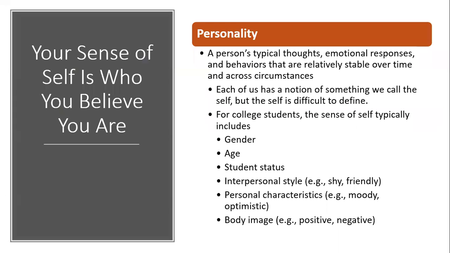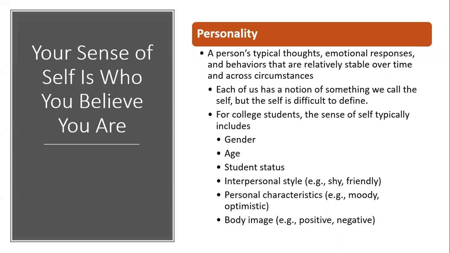So we can define personality in a lot of different ways. It is comprised of our typical thoughts, our emotional responses, and behaviors that are relatively stable across time and circumstances. For you as a college student, it is typically going to consist of many different things. First off, your gender. Do you associate with being a male or do you associate with being a female? Age is also going to be a factor. The way you act as a college student is going to be very different than the way you act as a young professional adult, or possibly the way that you acted back in high school.